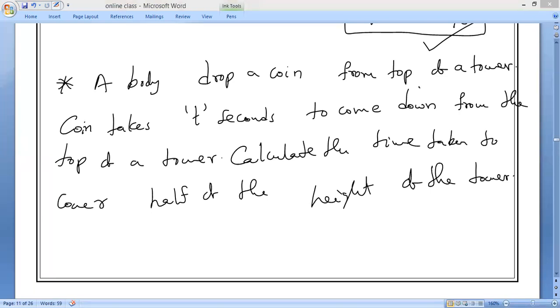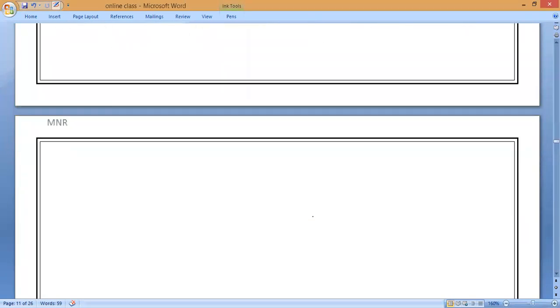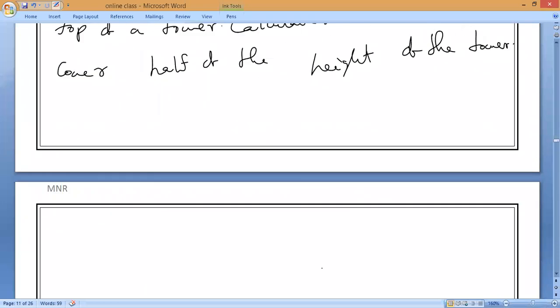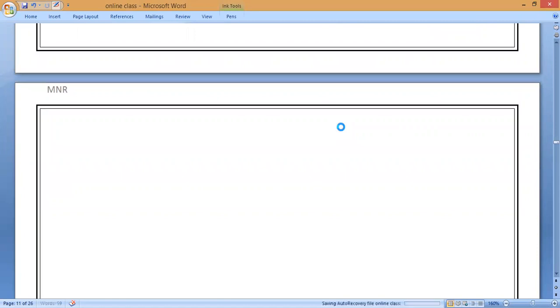Now, let us consider. You want to find total time. First you can see. Let us consider, what are they saying, guys? Read the question, everybody. Yourself you read. Somebody of you read loudly. What is the question? A body drops a coin from top of a tower. Coin takes T seconds. Please all of you observe. This is the tower.